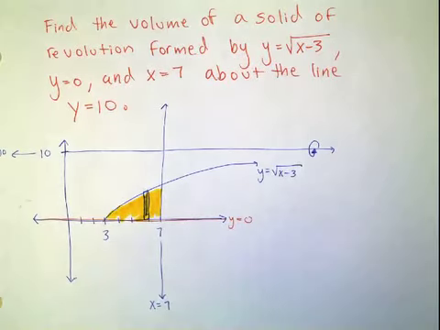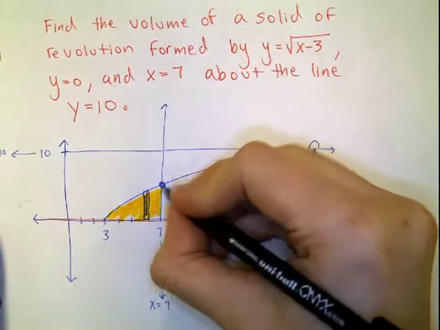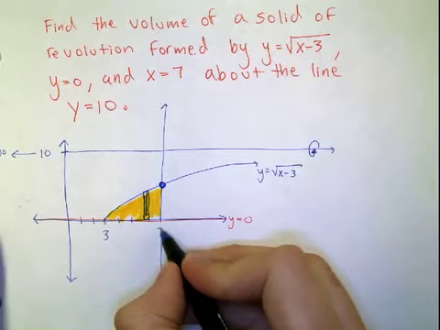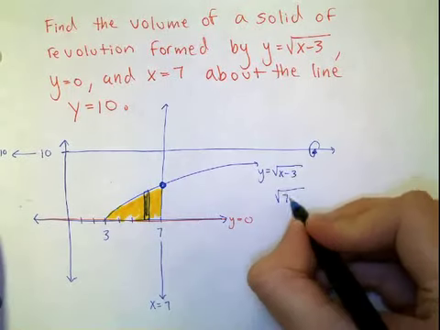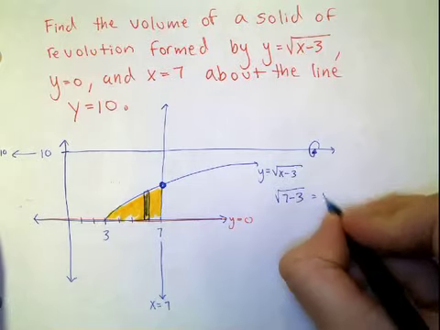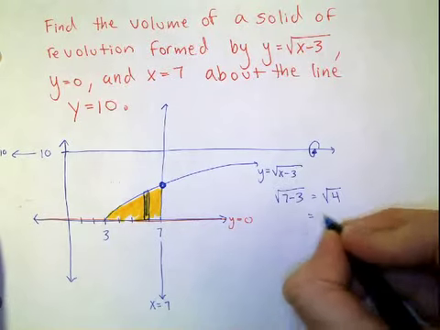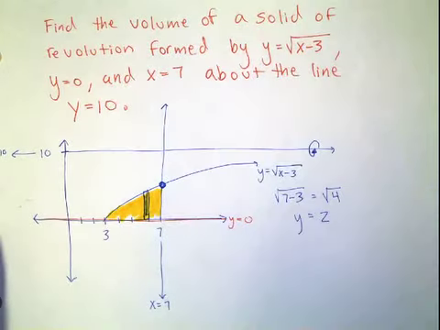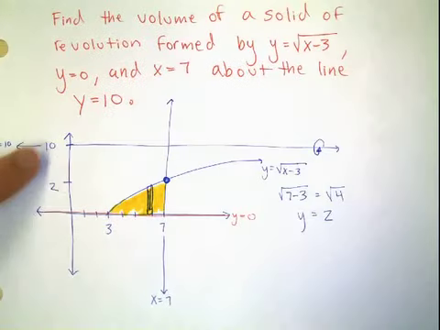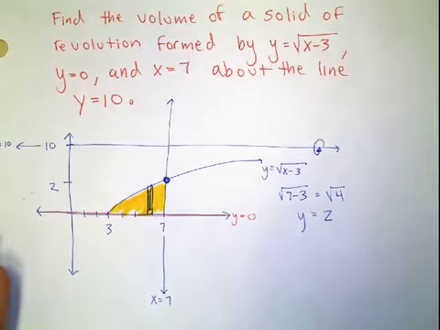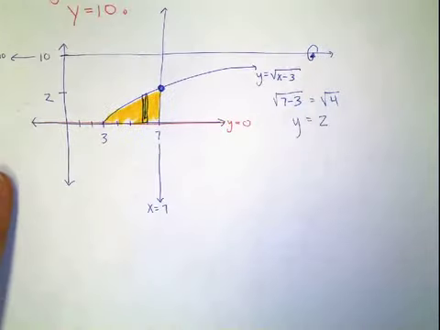And I want to set this up and solve it right. So let's be really careful. If this is 7, let's find this point of intersection. If I plug 7 in here, it'd be the square root of 7 minus 3, which is the square root of 4, which is equal to 2. So this is at y equals 2. So over here, this is only 2. So maybe I should have drawn 10 even higher up, but just to get a good point on the graph.